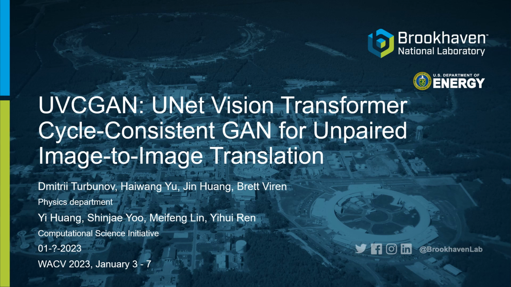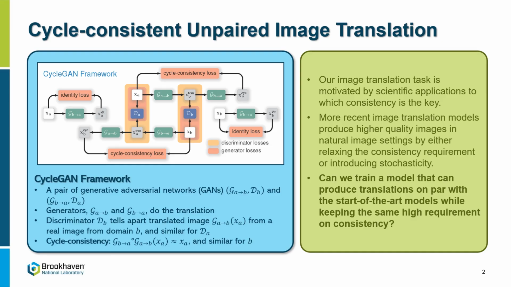Today, I'm going to present our work on UVCGAN, UNet Vision Transformer Cycle Consistent GAN for unpaired image-to-image translation. As a national lab, we have a call for unpaired image translation because we want to study how the computer simulation of a phenomenon in physics, like the collision of high-energy particles, differs from the recording of a real instance of the phenomenon. We do so because simulations are cheap to obtain, but to make some physics happen and to record it can be super expensive.